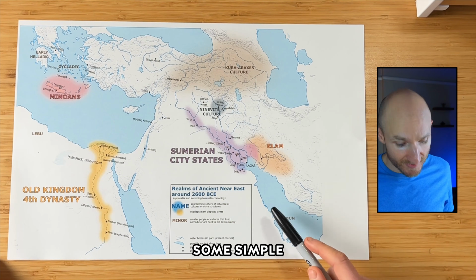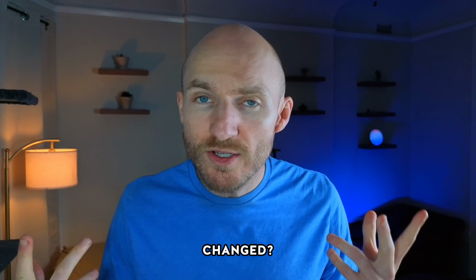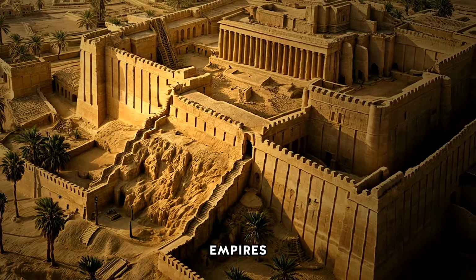I want to show you a map. This is a map of the start of the Bronze Age, some simple city-states, and this is a map at the end of the Bronze Age with these massive empires. What changed? Today, we're going to try to solve the puzzle for how we went from small states to massive empires in the Bronze Age.